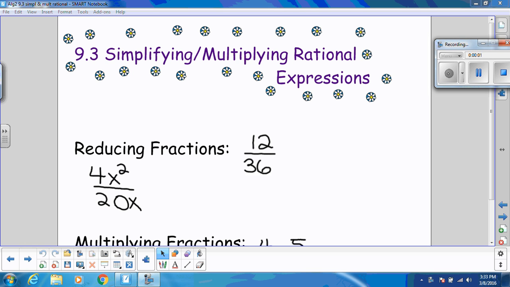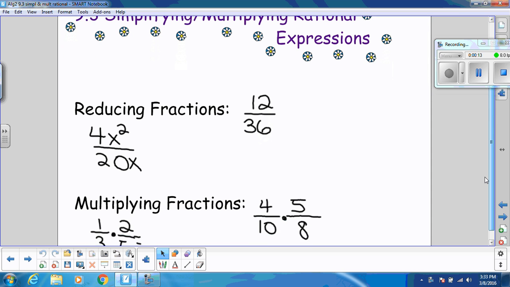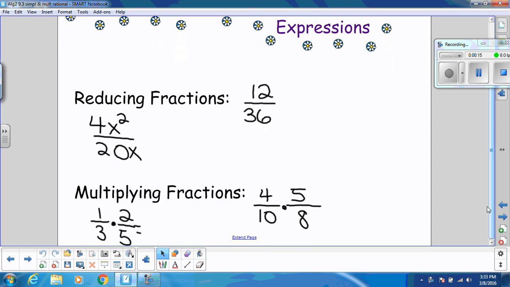In this video, we're going to talk about simplifying and multiplying rational expressions. And remember I said when you see the word rational, I want you to think of the word ratio, which really means a fraction. So I want to remind you about how we simplify or reduce fractions and how we multiply fractions. Okay, so let's take this very simple situation of reducing the fraction 12 over 36.